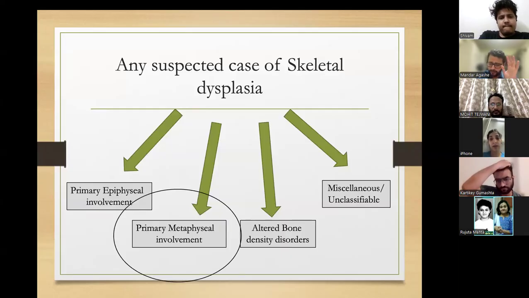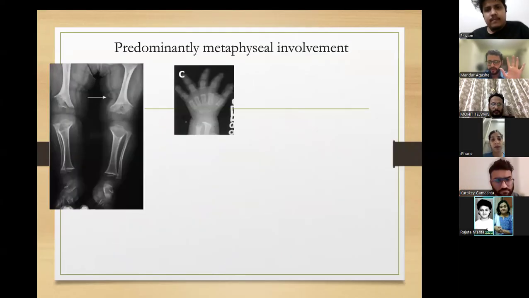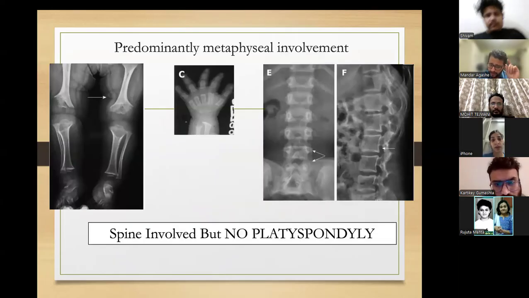Then we come to the metaphyseal involvement, and the commonest is achondroplasia. Here the spine is involved. Remember, in achondroplasia, there is no platyspondyly. But what is the typical feature of spine involvement in achondroplasia? Kartikeya?